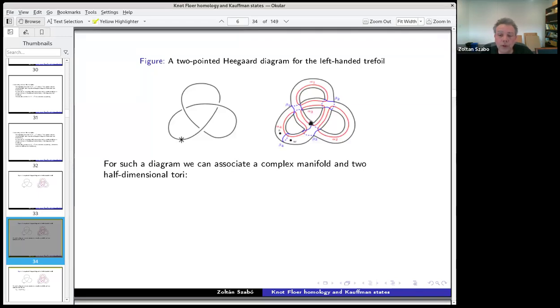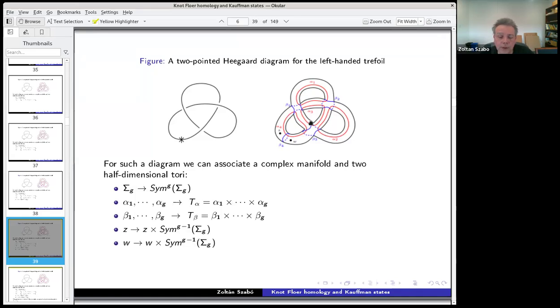This actually uses some constructions in symplectic geometry, in particular from Lagrangian Floer homology. Let's just discuss these various objects because they will be relevant. So the genus G surface is a complex surface, so you can fix a complex structure on that. That actually gives us a complex.